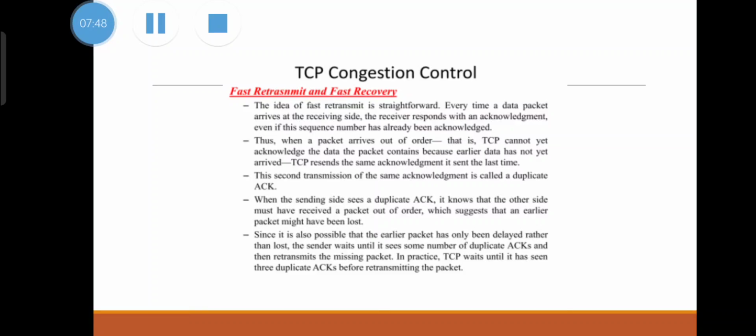So here the receiver is going to give information to the sender before the timeout, so that it will reduce the time. It will send 3 duplicate acknowledgements to the sender, so that the sender comes to know that congestion is going to happen. So we have to reduce the data rate. In this way, fast retransmit and fast recovery will work.